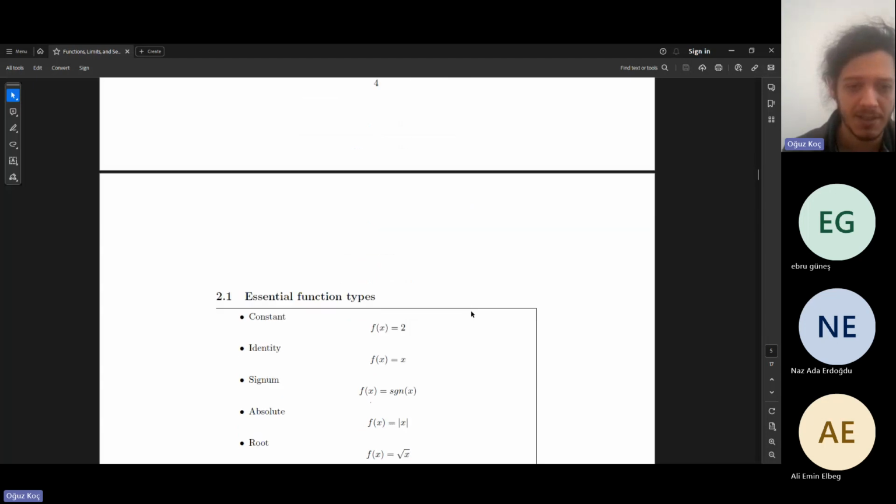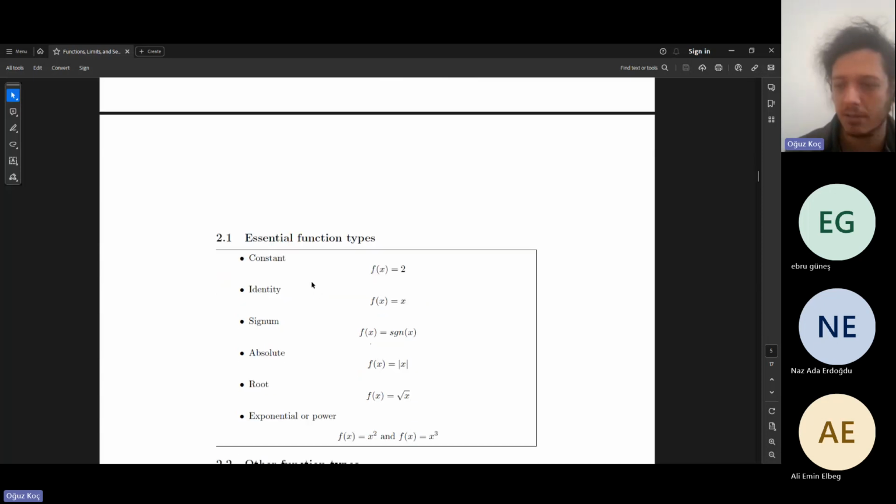Let's pass to some essential function types. The first function is the simplest one, which is the constant function, f of x equal to 2. Whatever you choose your x value to be, the output of your function does not change with x. It gives the same output all the time.